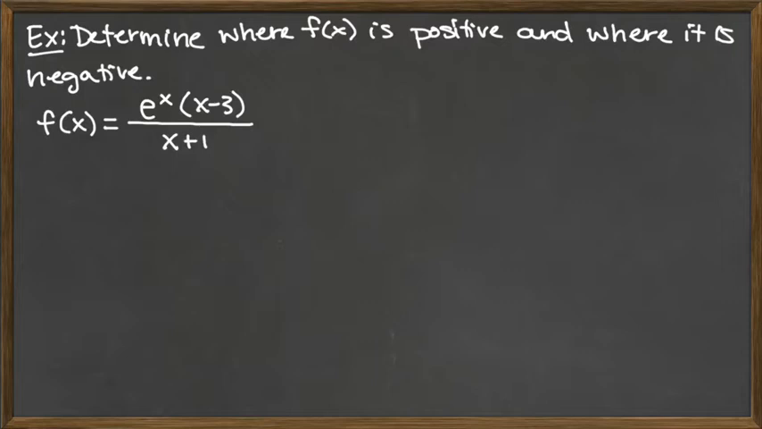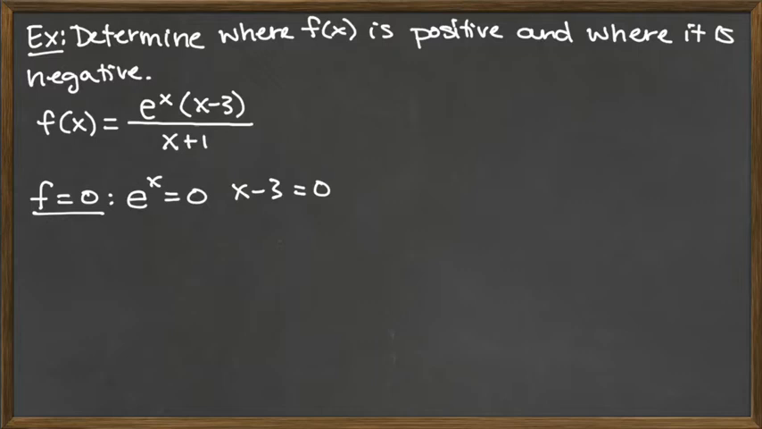Now f of x is already in nice factored form. So f is equal to 0 whenever the top is equal to 0. So we've got two factors on the top, e to the x and the x minus 3. We set each one of those factors equal to 0 using our zero product property and solve, and that would give us our solutions there.